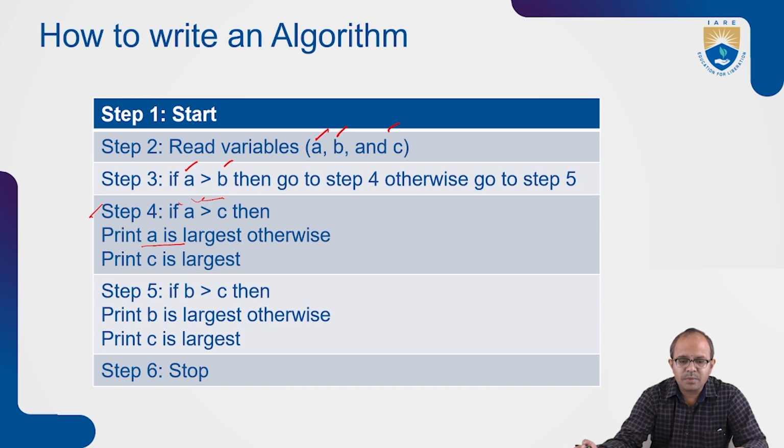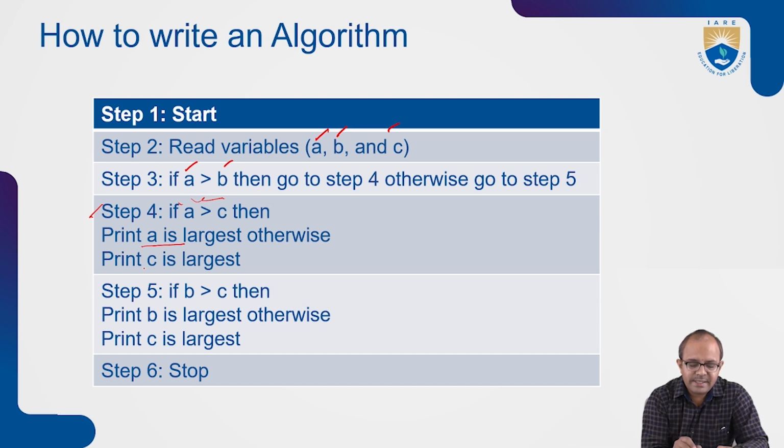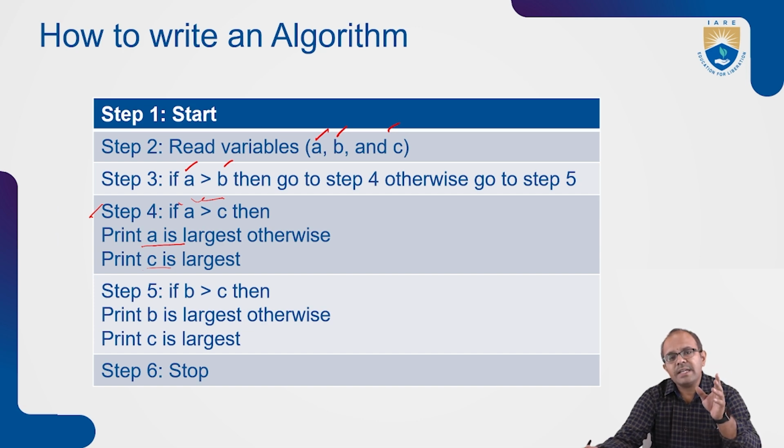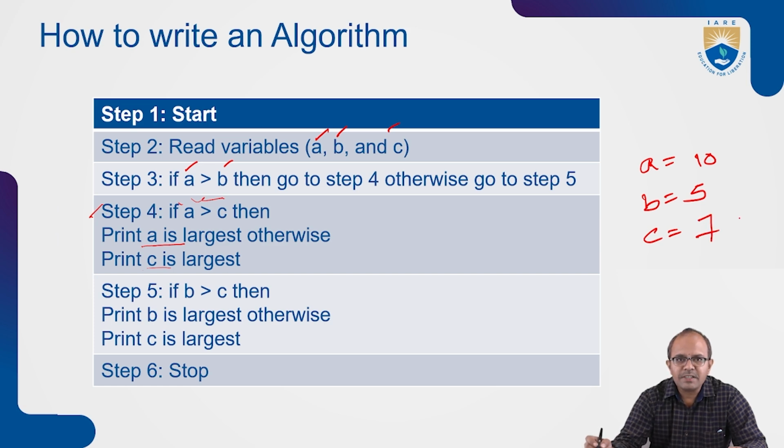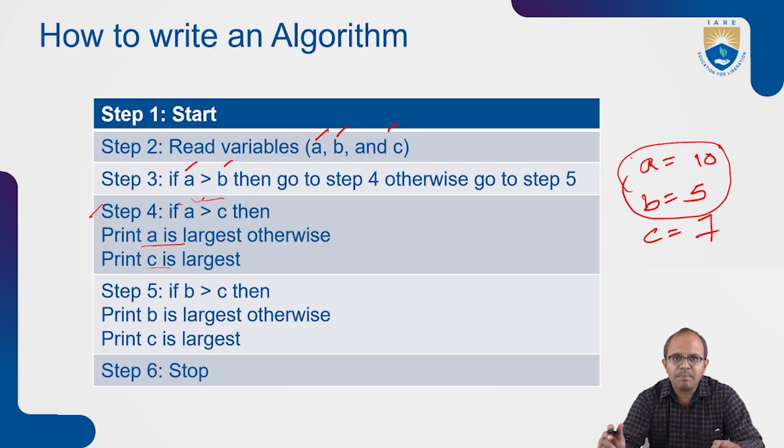Otherwise, print C is largest. By this, the value of A is already compared with B. Let us take some example values. A has 10 and B has 5, and let us say C has something like 7. First, initially, what we are doing? We are comparing the values of A and B in step 3.